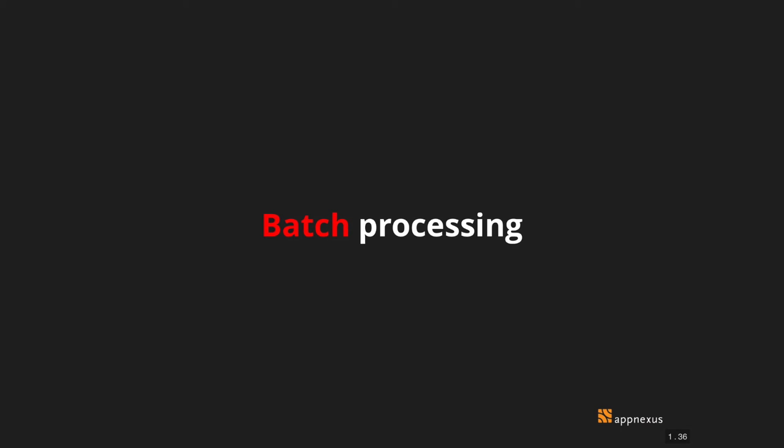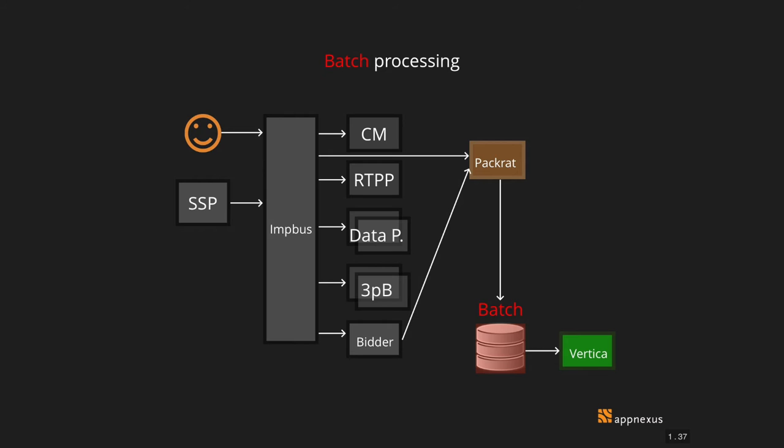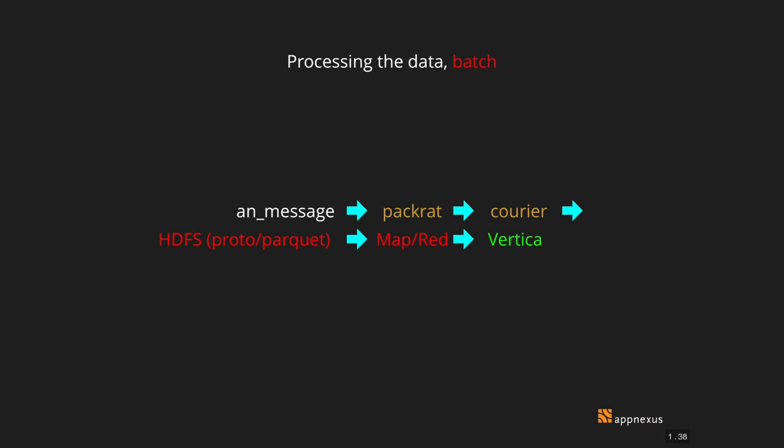Okay. All right. Batch. So data comes, as we covered earlier, from the impression bus and the bidder through PackRat streaming directly to disk, where it's put into HDFS, and now we're going to process it. This is what it looks like. AN message buffers to PackRat, writes to disk, courier picks it up and writes into HDFS as either protobuf or parquet files. And for those of you who don't know what parquet files is, I'll cover that in a minute.